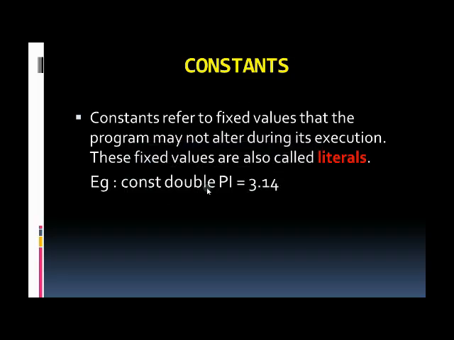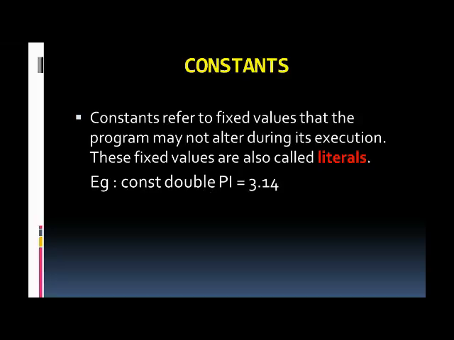Here we're going to talk about constants. A constant is a value or an identifier whose value cannot be altered during the execution of a program. So an identifier can also be a constant. That is, here pi is a constant, and what it means is that pi and 3.14 are the same.